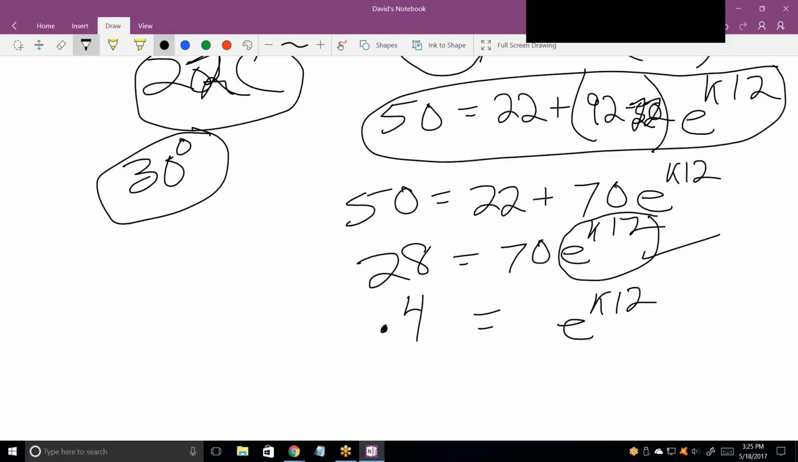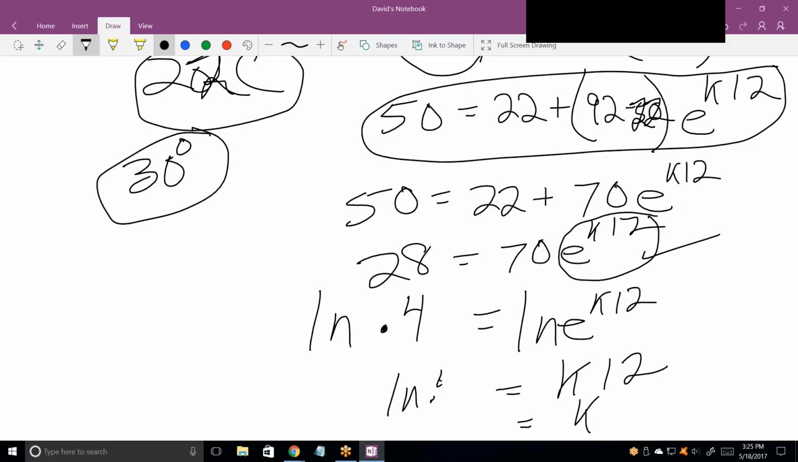Then you can put that in log form, and I want to use natural logs. This is one case where you definitely want to use natural logs, because the natural log of e is 1. So the right side of the equation is k12. So k is going to be equal to the natural log of 0.4, which is a negative number, divided by 12. That's a negative number, and k should be negative. What do you get when you do natural log of 0.4 divided by 12?